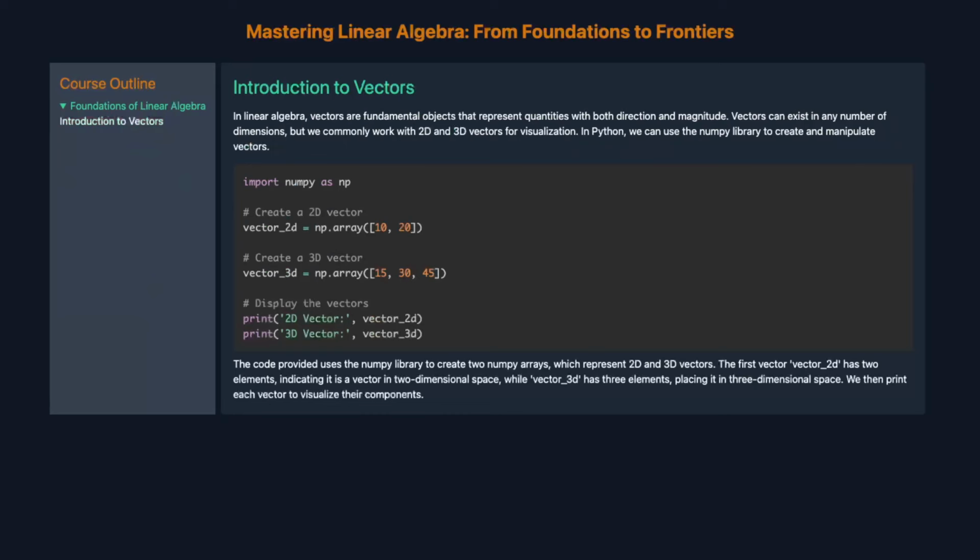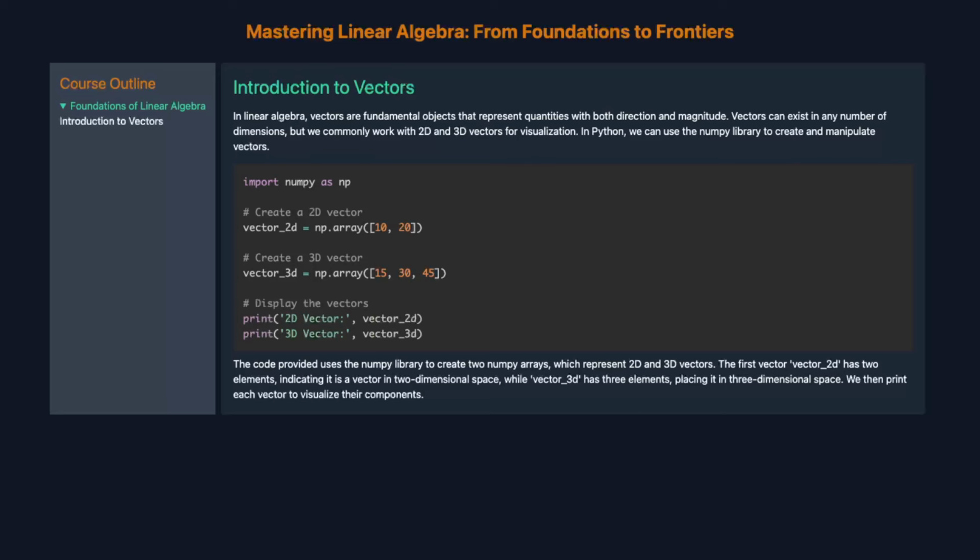In linear algebra, vectors are fundamental objects that represent quantities with both direction and magnitude. Vectors can exist in any number of dimensions, but we commonly work with 2D and 3D vectors for visualization. In Python, we can use the NumPy library to create and manipulate vectors.